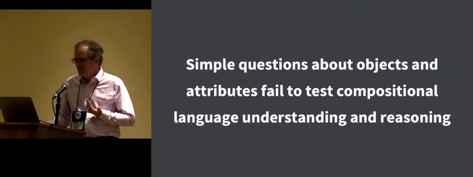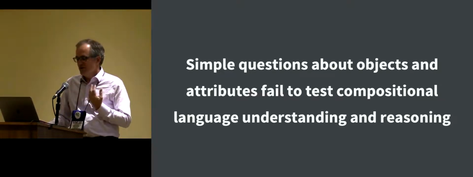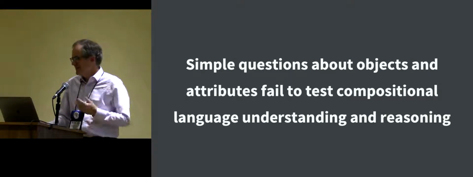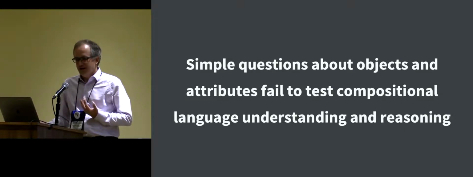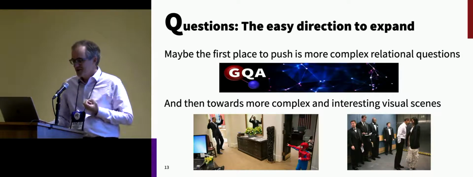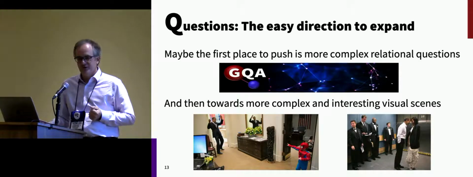And so it seems like the big problem in current VQA is that these simple questions about objects and attributes fail to test compositional language understanding and reasoning. So we're not really working on exploiting the power of language in this task. And so I think the obvious place to make good progress is making moves on the questions. Coming up next, Drew is going to talk about the GQA task, and that's our first attempt to do that, to push into a space of more complex relational questions.